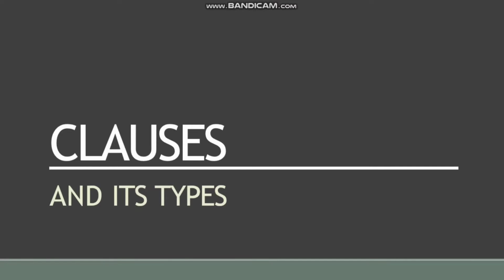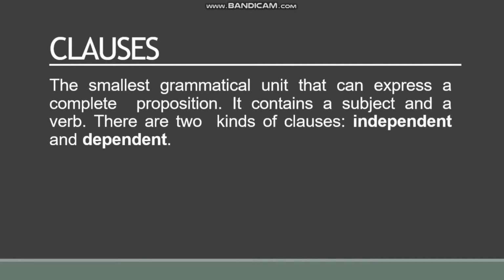So let's start. What is a clause? A clause is the smallest grammatical unit that can express a complete proposition. It contains a subject and a verb. There are two kinds of clauses, independent and dependent. A clause is the grammatical unit which expresses a complete action or complete proposition, and it has a subject and a verb, and also a predicate.